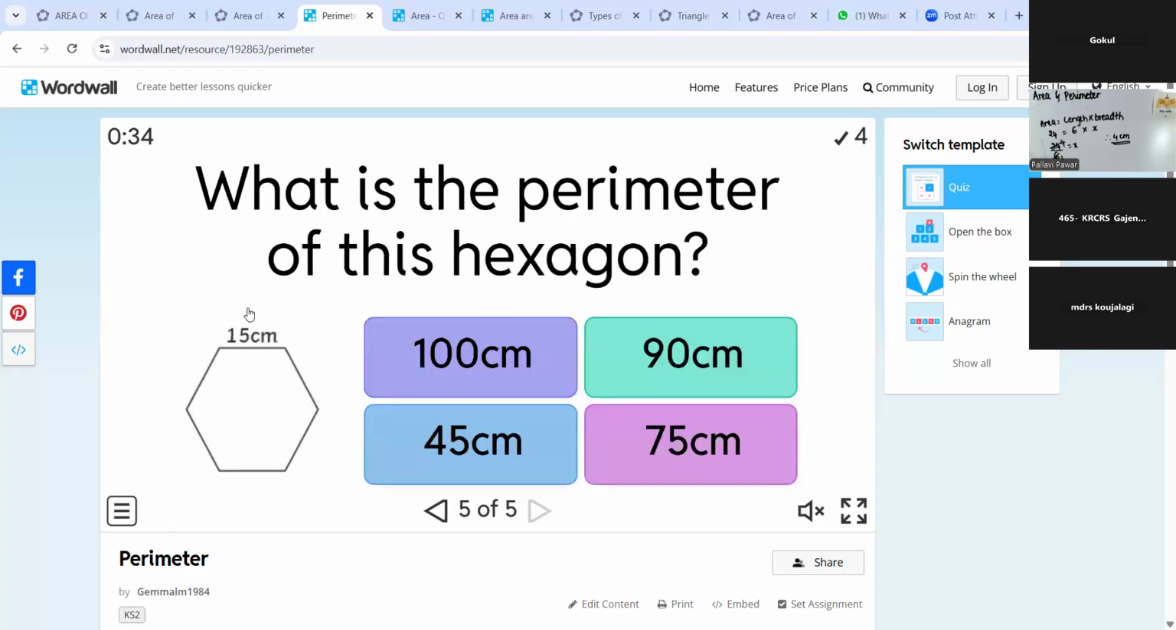Now, they have given a hexagon. Can you tell me what is the perimeter of this hexagon? Does anybody know the formula for calculating the perimeter of a hexagon? Tell me. Can anybody tell me? So it is 6 into the length of a side. Why 6? Because a hexagon has 6 sides: 1, 2, 3, 4, 5, 6.